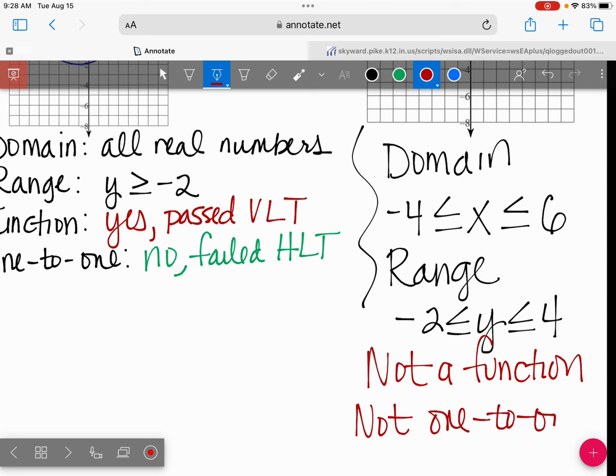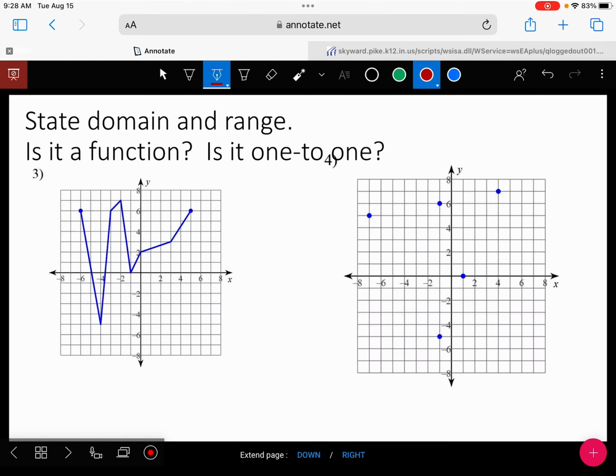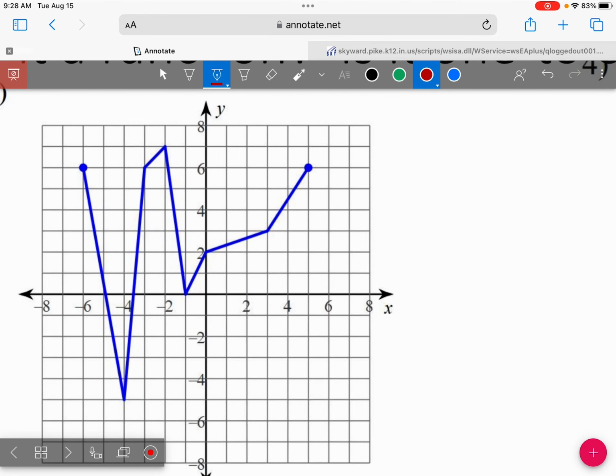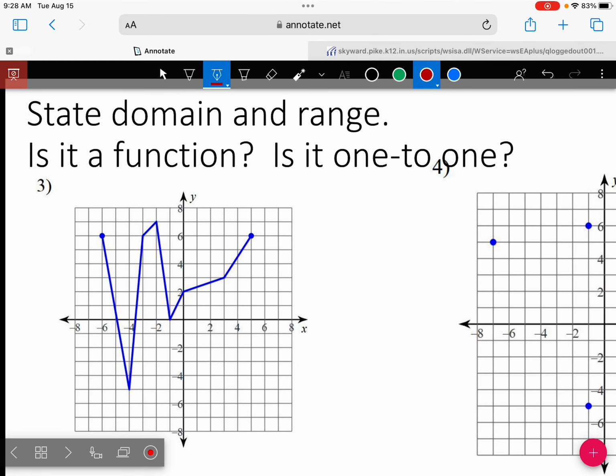All right, so let's flip our page over and look at a couple more. All right, do you think this graph is a, let's do our domain and range. So for domain, so how far to the left does this graph go? So it doesn't have any arrows. So we go from here to here on the x-axis.